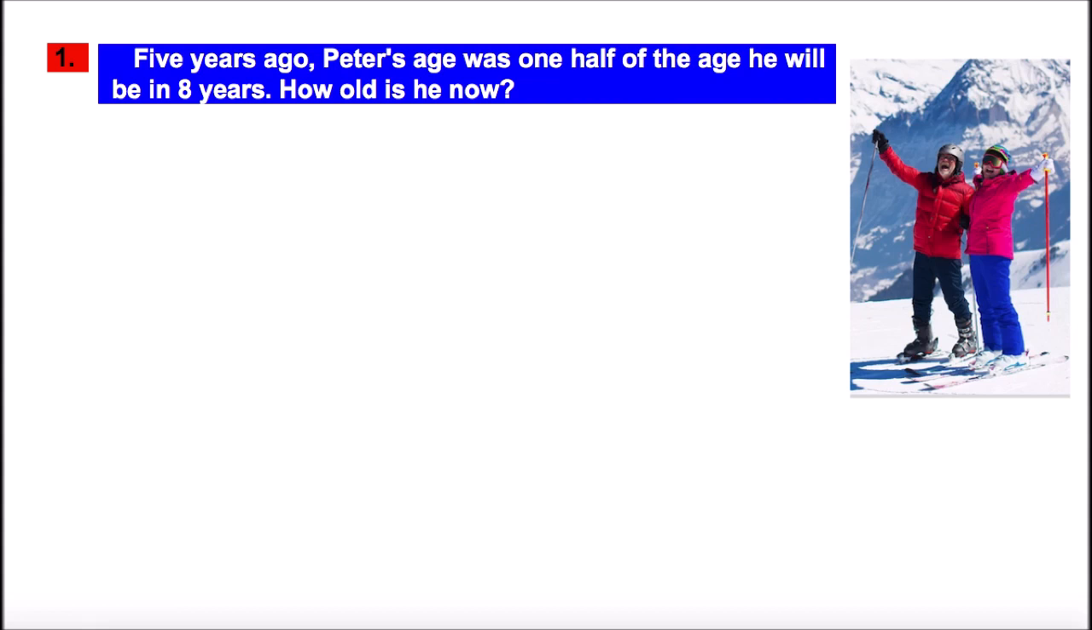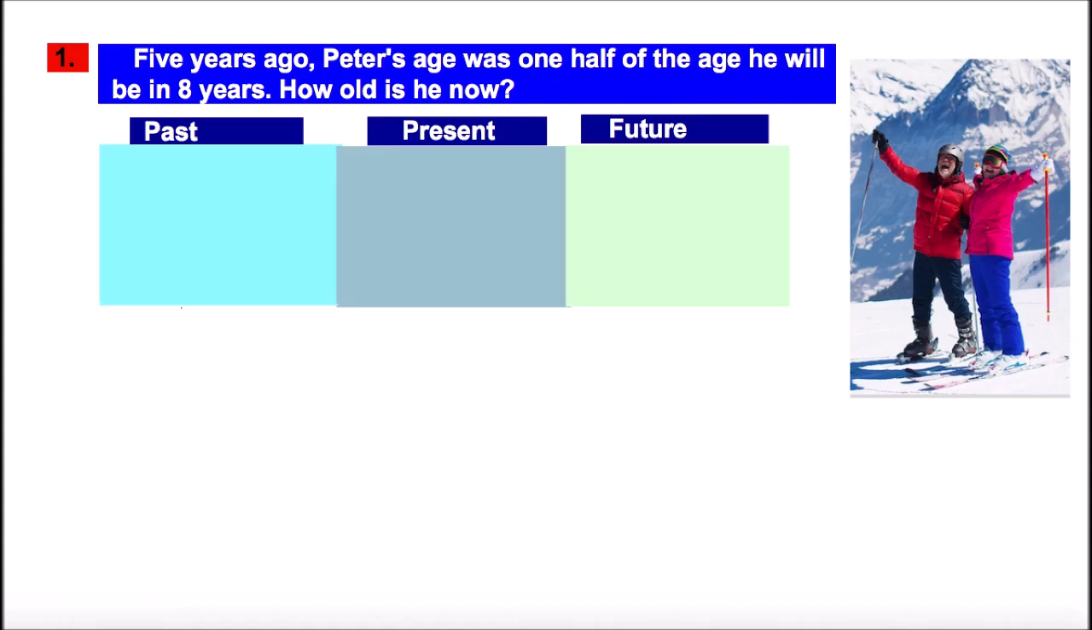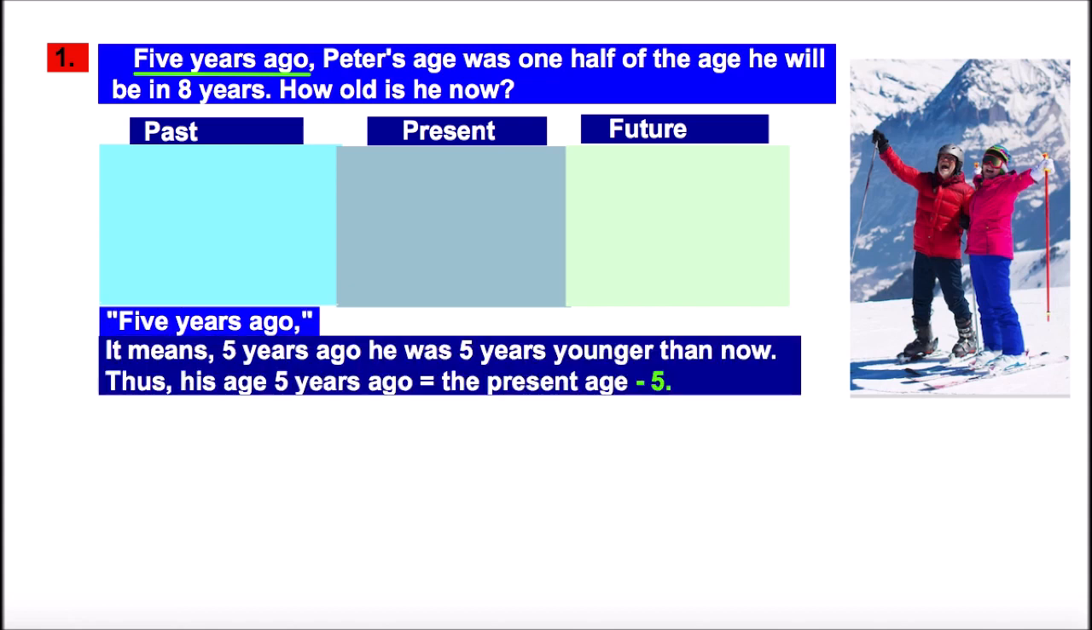5 years ago, Peter's age was 1/2 of the age he will be in 8 years. How old is he now? Past, present, and future table. 5 years ago means 5 years ago he was 5 years younger than now. Thus, his age 5 years ago equals the present age minus 5.